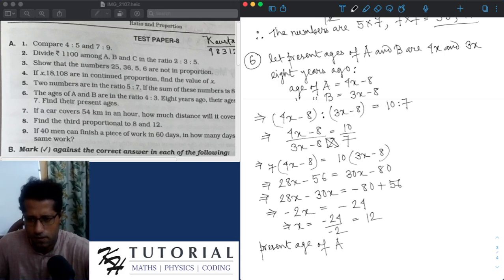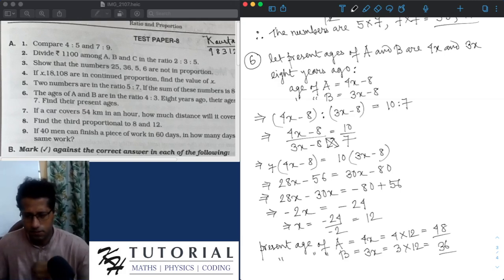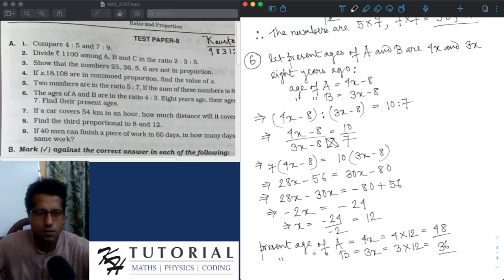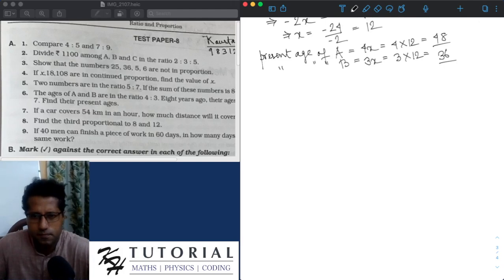So x is 12. The present age of A equals 4x, which is 4 into 12, that is 48, and the present age of B will be 3x, which is 3 into 12, that is 36. So the present age of A is 48 and the present age of B is 36. Okay, let's solve question number 7.